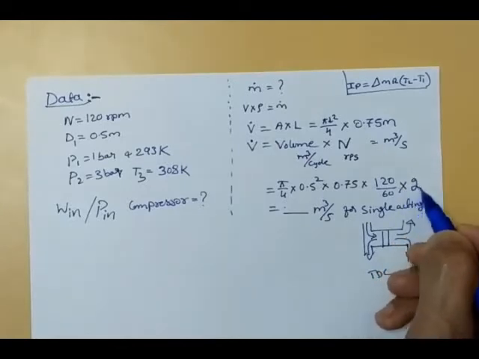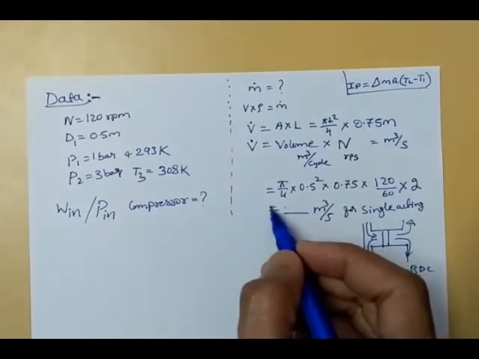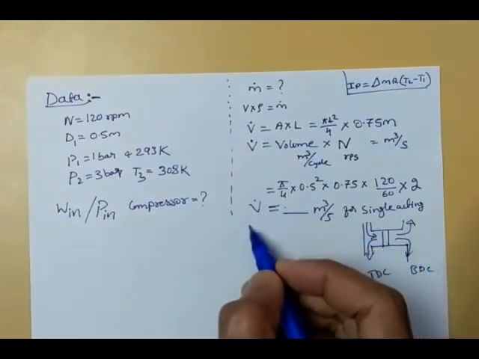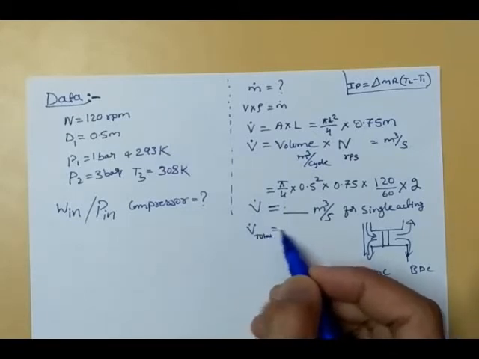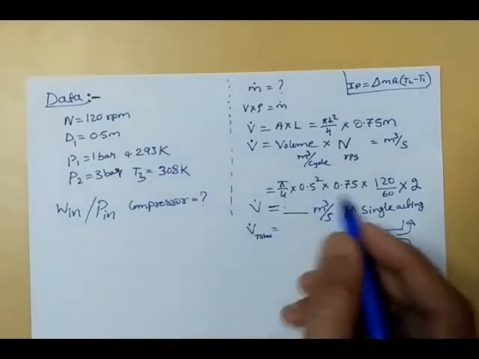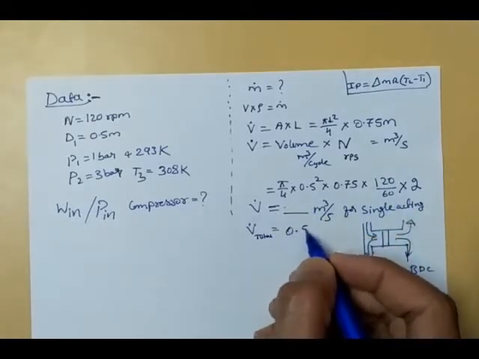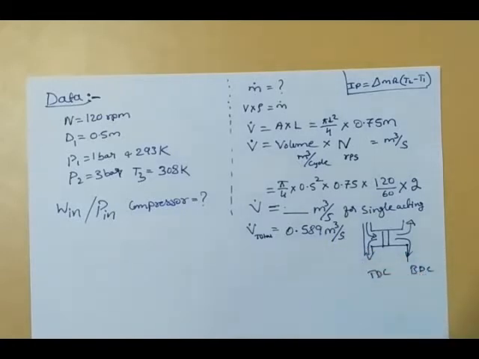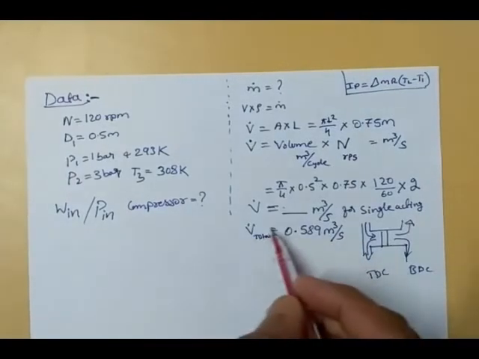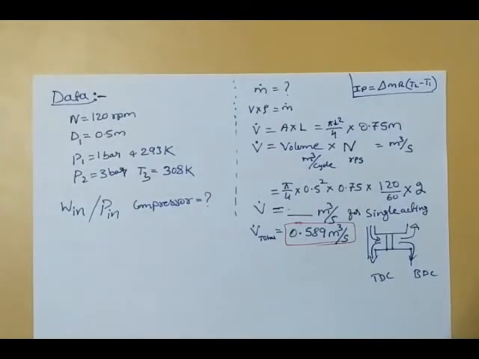If I multiply this with 2, I will be able to get the answer, that is the total V dot, total volume flow rate. So if we calculate this, we will get the answer as 0.589 meter cube per second. This is one value.